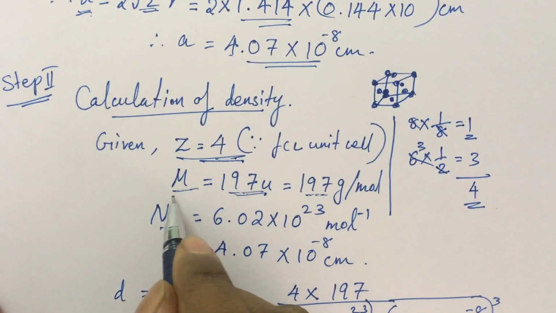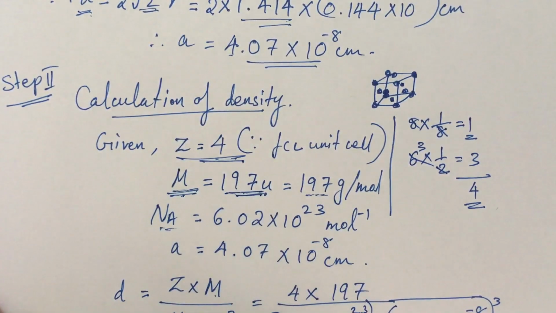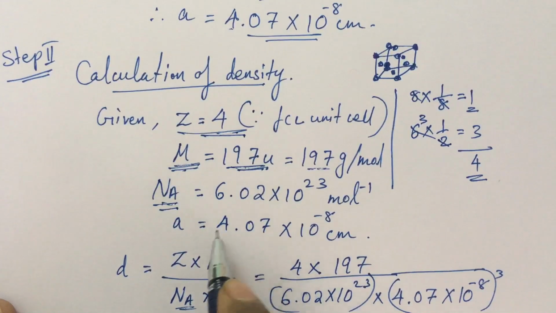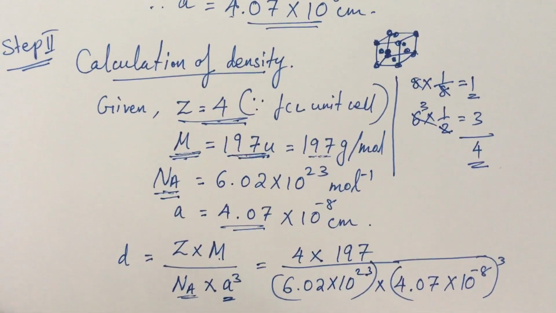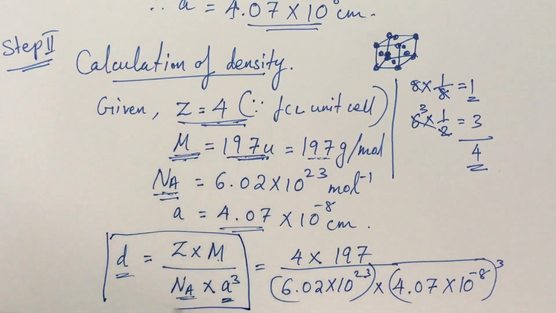Okay. M is molecular mass. M is equal to, already given in the question, 197 U. We also know that Na is the Avogadro number. A we have already calculated. Okay. So we put it in the formula. D is equal to Z into M divided by Na into A cube. Children, you must remember this formula.